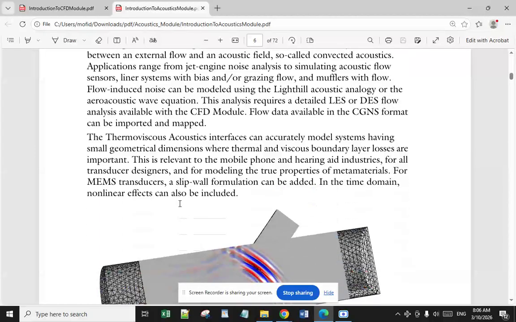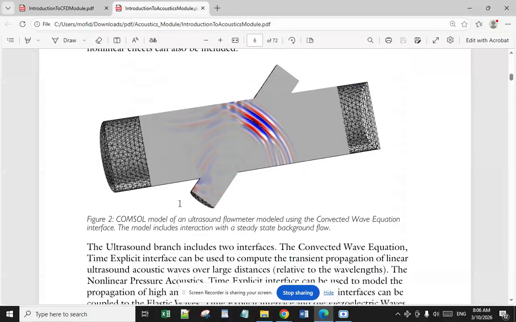The thermoviscous acoustic interfaces can accurately model systems having small geometrical dimensions where thermal and viscous boundary layer losses are important. This is relevant to the mobile phone and hearing aid industries, for all transducer designers, and for modeling the true properties of metamaterials. For MEMS transducers, a slip wall formulation can be added. In the time domain, nonlinear effects can also be included.